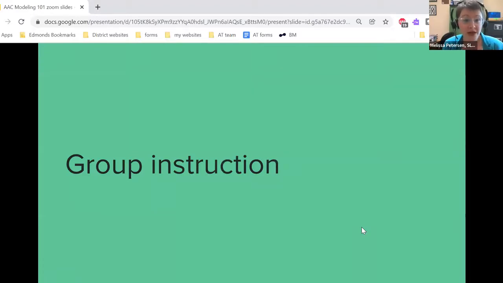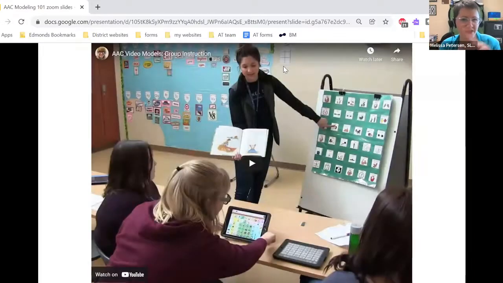We have 4 minutes, so I'm going to show you one more slide. We're not going to watch this video. This is a group instruction thing. The thing that I wanted to point out is that the teacher up at the front has one system, like a poster, and then the two students have 2 different iPad apps. None of them match, and that's totally okay. The paras who are sitting next to the students are just modeling for the students to show them where those words are on their devices, and the teacher's modeling up front on a different board, and that is totally fine.